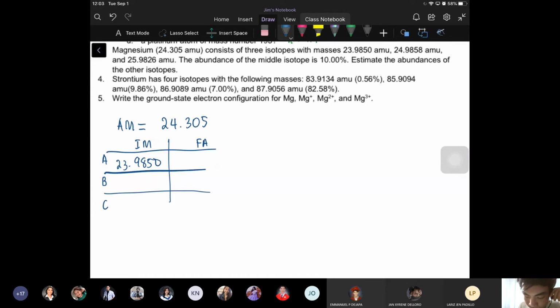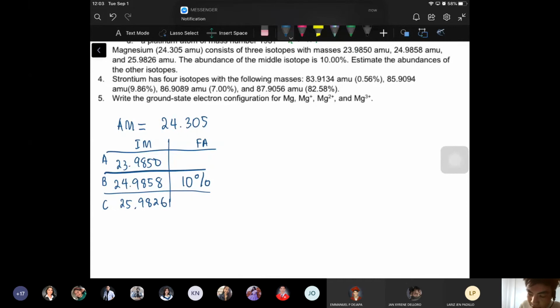23.9850. Then the second isotope would have a mass of 24.9858, and the third one would be 25.9826. Fractional abundance. It says here that the abundance of the middle isotope is 10%. So the one in the middle is 10%. Estimate the abundance of the other isotopes.